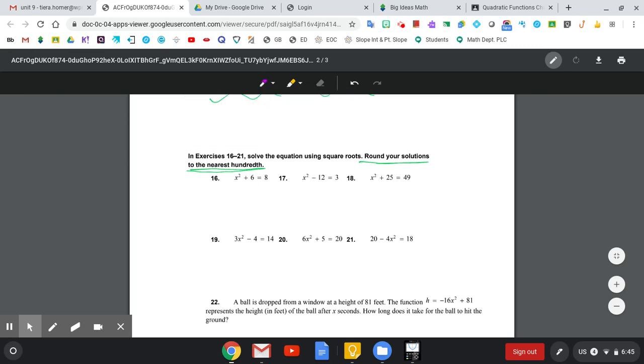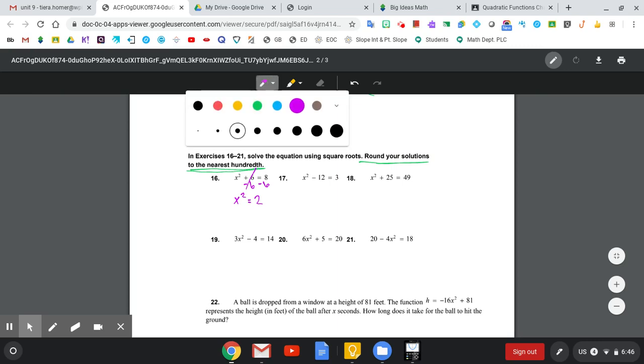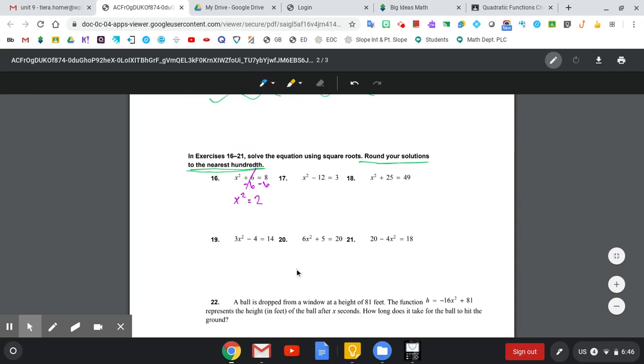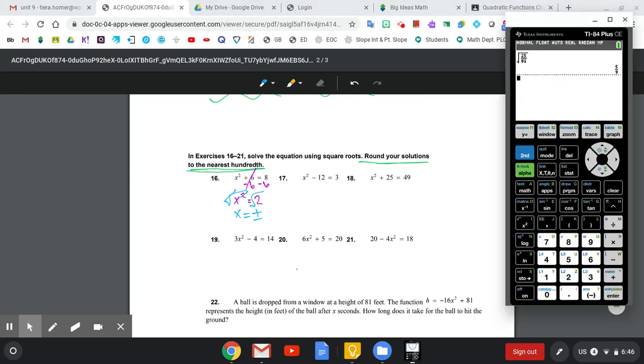So on number 16, I'm going to subtract my 6 from both sides of my equal sign. So I get x squared equals 8 minus 6 is 2. Then my next step to get the squared off of my x is I'm going to take the square root. So square root and squared will cancel. So I get x equals the square root of 2. 2 is a positive number, so there's going to be a positive and a negative. And be careful, I have a lot of students that want to say the square root of 2 is 1. 1 times 1 is not 2, guys, so be careful.